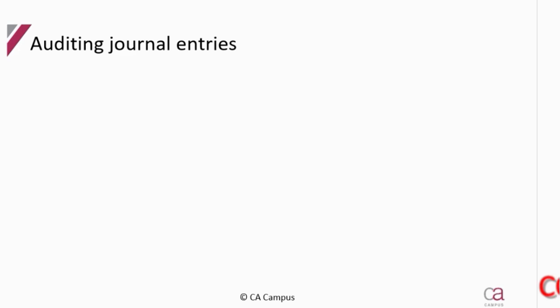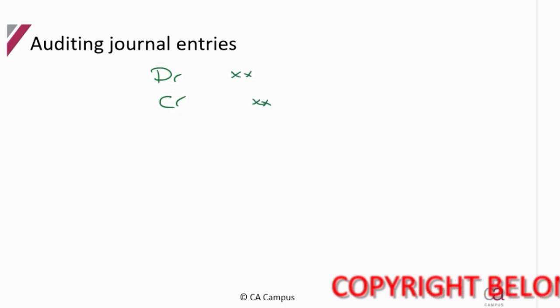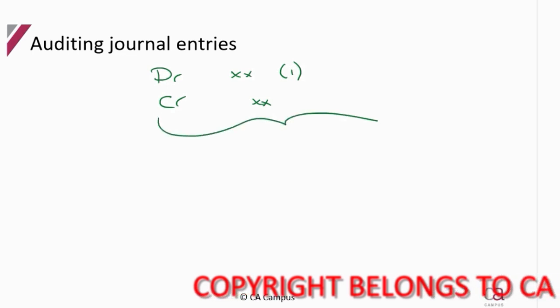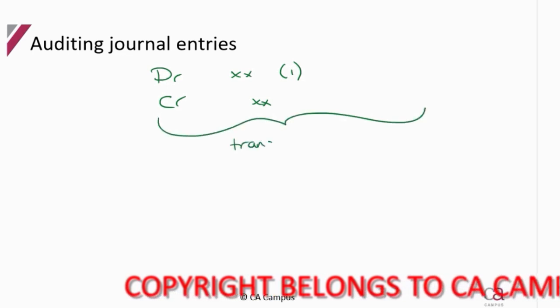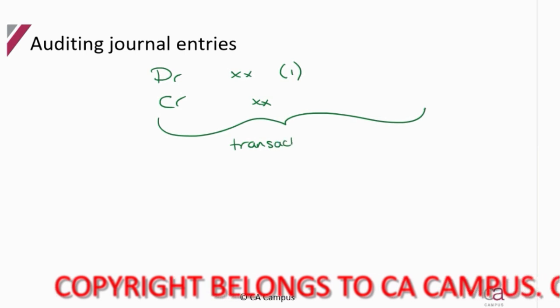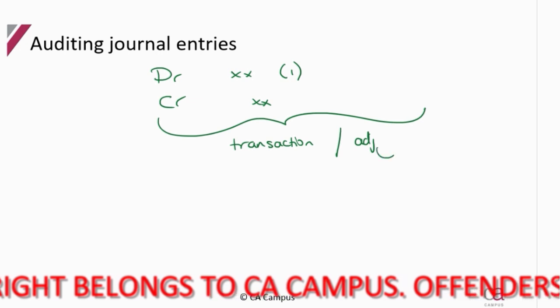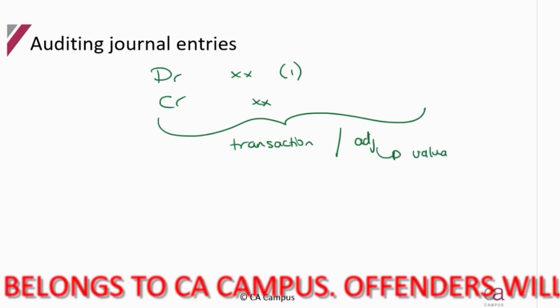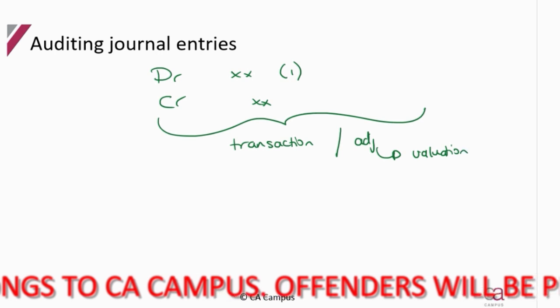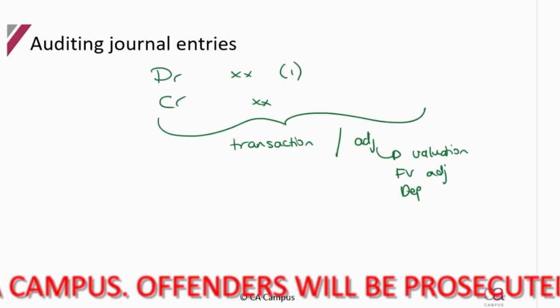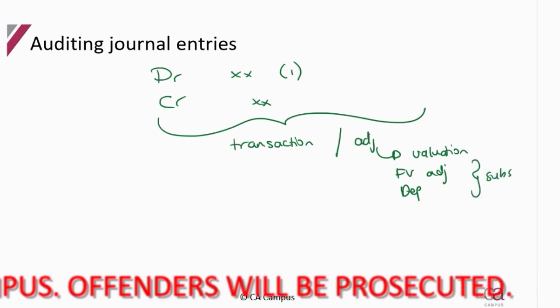Looking at auditing a journal entry, guys. What is a journal entry? You're going to be debiting something and crediting something. Okay, often it's one thing. And so when you are doing a journal entry, it's generally testing for a transaction, or it's an adjustment to an item, which then is for valuation. Potentially fair value adjustments, it's depreciation. So ultimately looking at potentially your subsequent measurements.